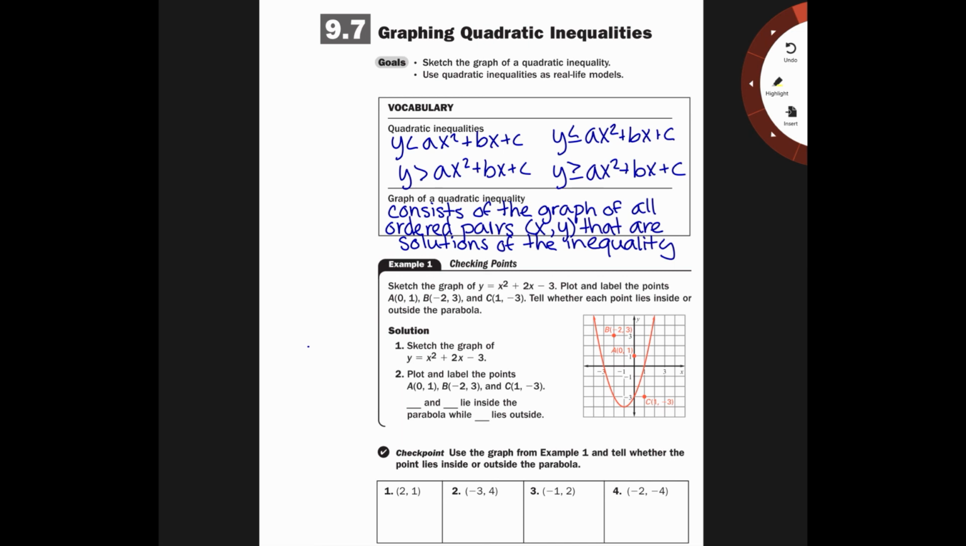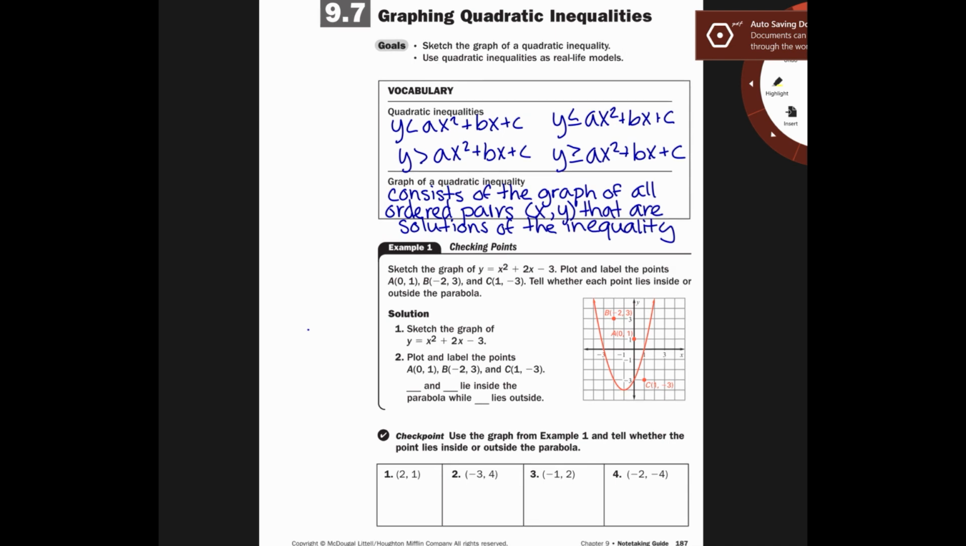So when we have a graph of a quadratic inequality, the graph, so the shaded area and the line if it's solid, not if it's dashed, consists of the graphs of all ordered pairs x, y that are solutions of the inequality. Okay, so first this is kind of like a warm-up.